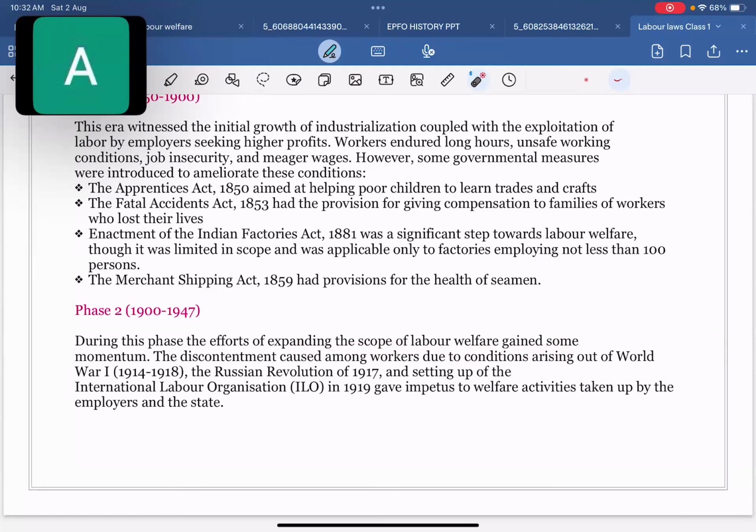The discontentment caused among workers due to conditions arising out of World War I, 1914-1918, the Russian Revolution 1917, and the setting up of the International Labour Organization in 1919 gave impetus to welfare activities taken up by the employer and the state.